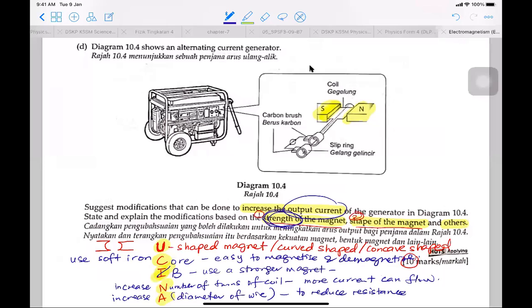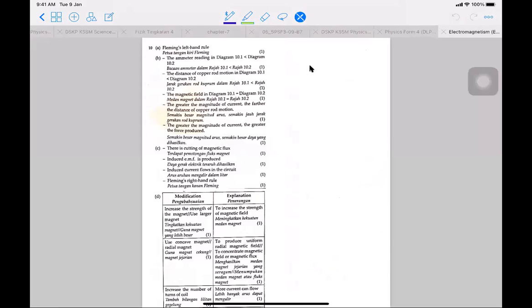You can get 10 marks by using the acronym there, UCINA. But for this one, because it asks for the output current, you can replace the I from earlier with a stronger magnet. Okay? So that is the answer. I will share the answer scheme for this one with you later.